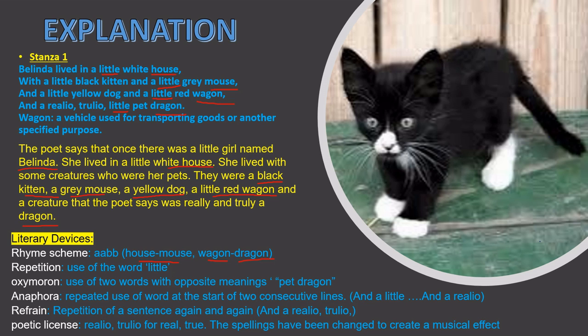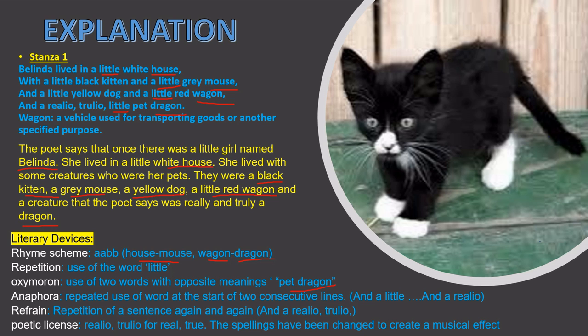Then you have another literary device known as oxymoron. It is the use of two words with opposite meanings, like here, pet dragon. As you know, a dragon cannot be a pet because a dragon is actually a dangerous animal, so it cannot be kept as a pet. But here in this poem we find that the dragon is also a pet, so it is opposite in meaning.